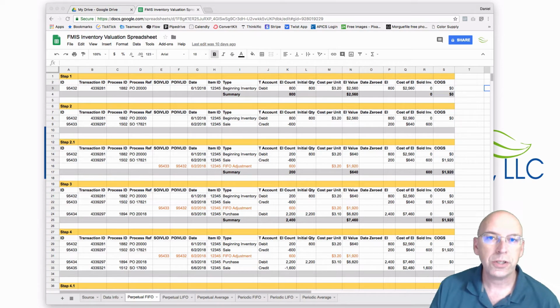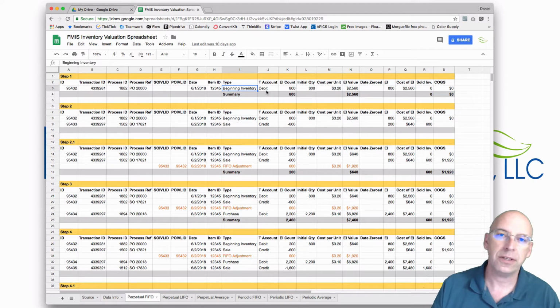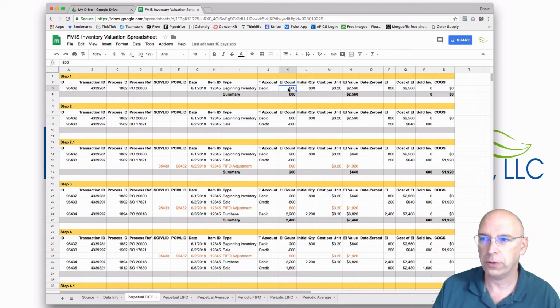This is the spreadsheet version of Perpetual FIFO. We start with a beginning inventory. This is a debit in our T account. Our beginning inventory has 800 units at $3.20 per unit. That gives us an ending inventory value of $25,560.